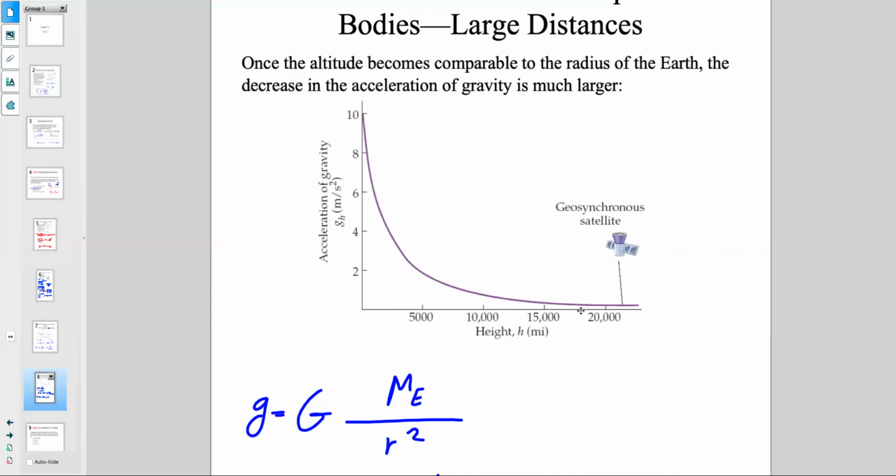But if you're really away from the surface, let's say about 20,000 miles away, then the value for g is getting very close to 0. It will never be 0, but it will be really, really small. So if I have a geosynchronous satellite, maybe 23,000 miles away, rotating around Earth, then it will almost feel no g because it's really far from the Earth.